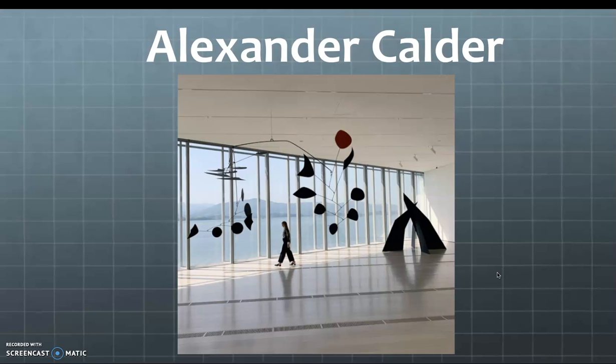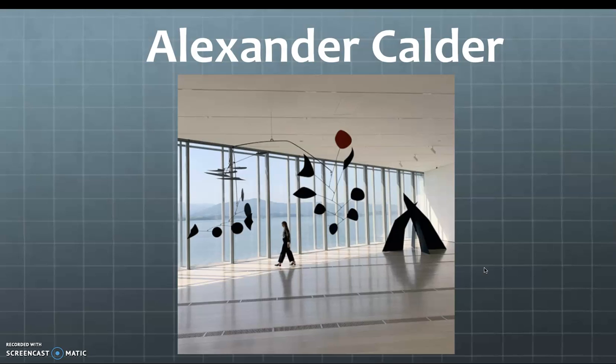So here's an example of a mobile and one of his stabiles all in the same room. Some of his mobiles were huge. Mobiles balance themselves naturally by weight, surface area, and the length of the wire. So they have to physically balance. And many of his mobiles are huge and displayed in public spaces.